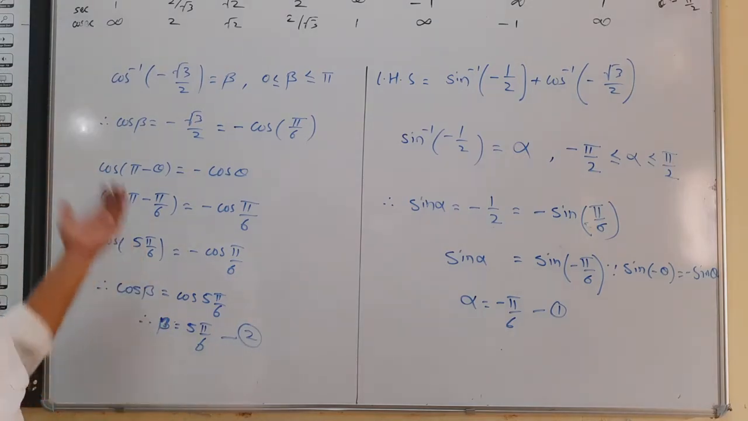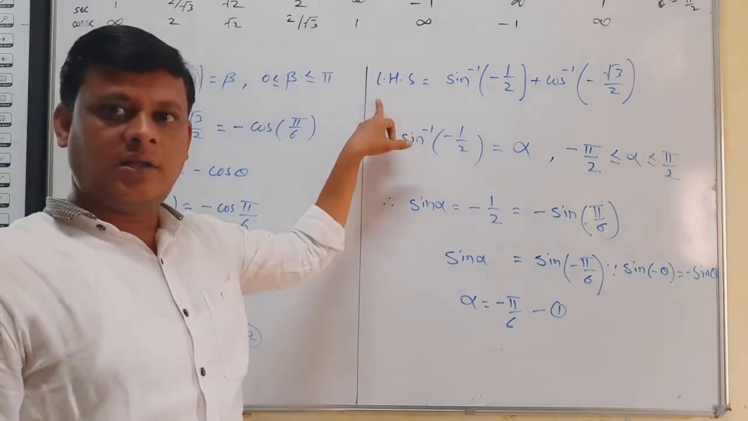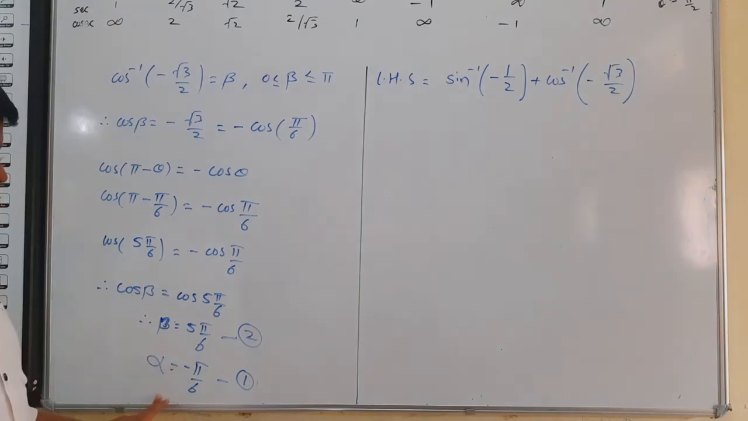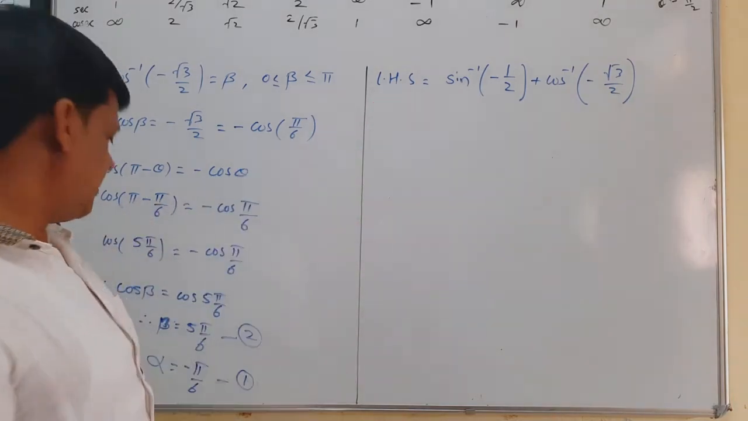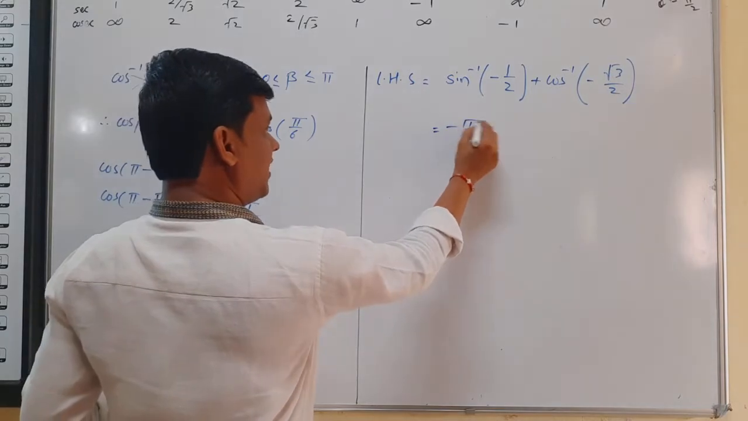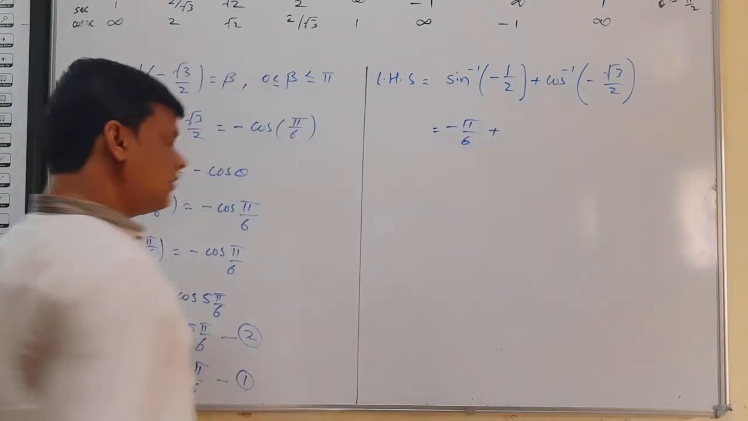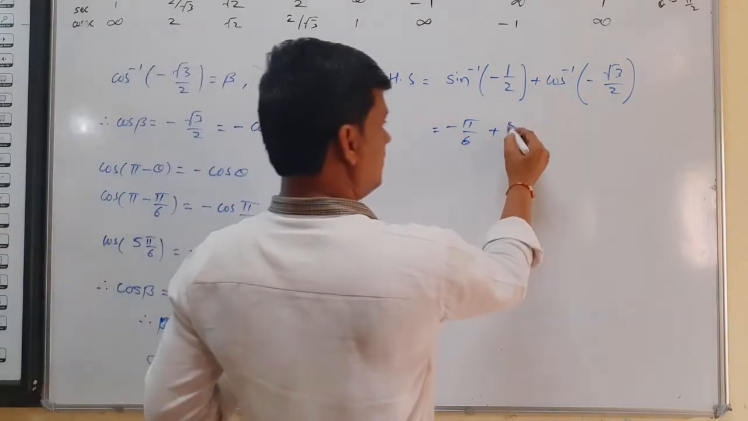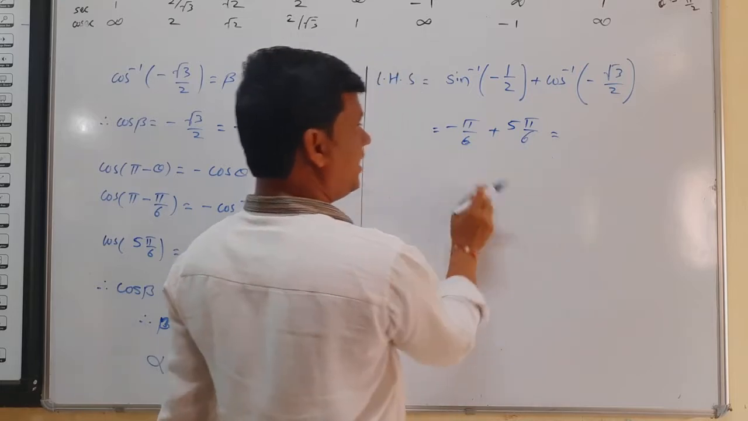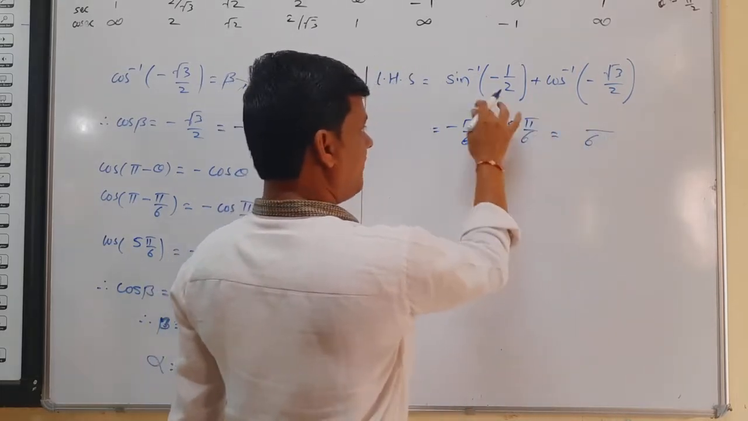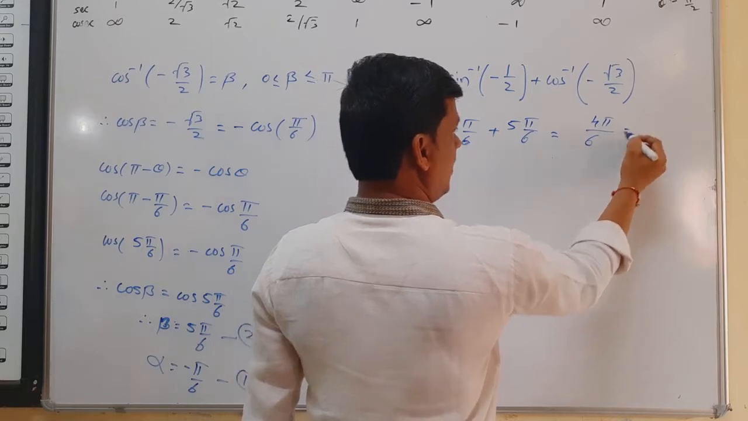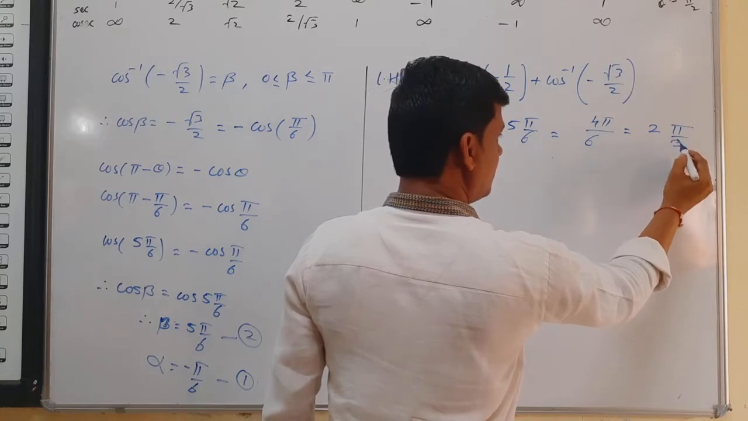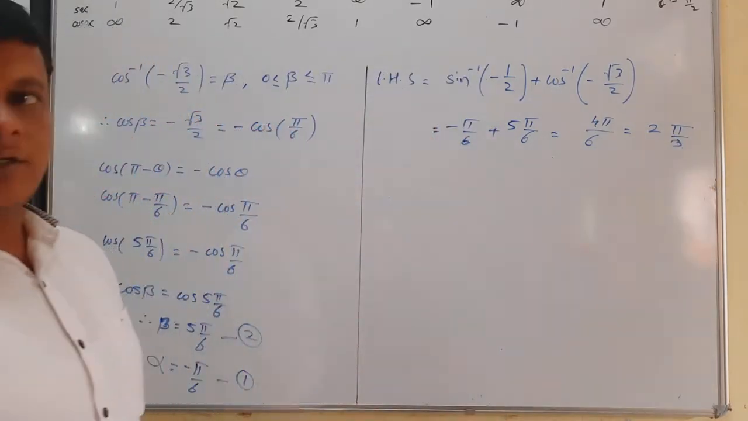So we substitute the values of alpha and beta in this LHS. Now from equation 1 and 2, sin inverse of minus 1 by 2 we calculated as minus pi by 6, and cos inverse of minus root 3 by 2 we calculated as 5 pi by 6. So after adding, the base is the same, 5 pi minus pi, that is 4 pi by 6. After simplifying we get 2 pi by 3. Now this is the value of LHS.